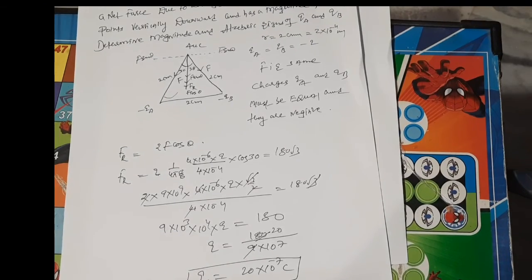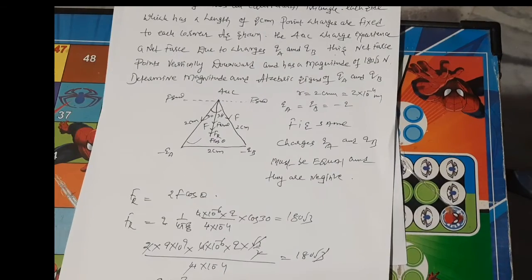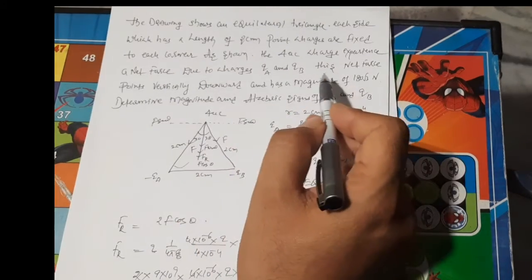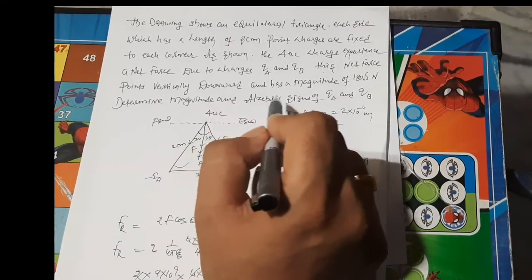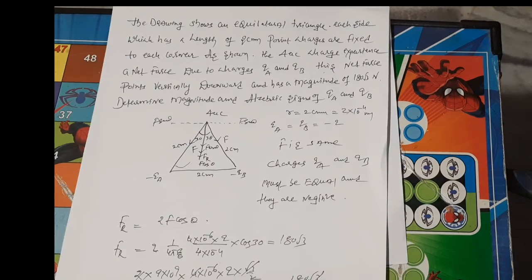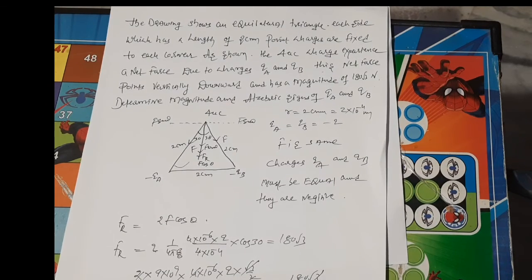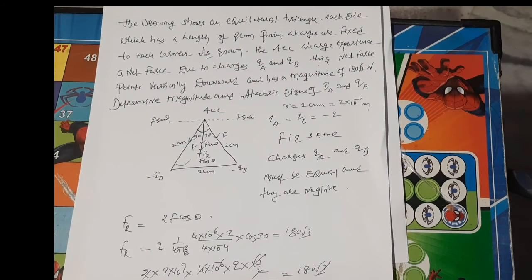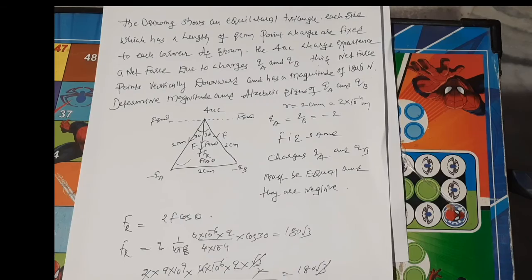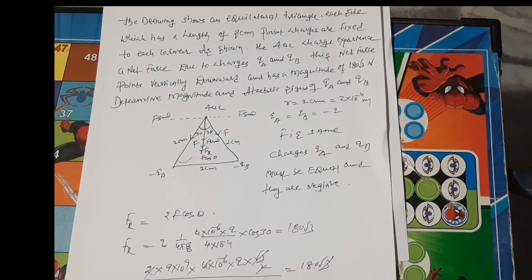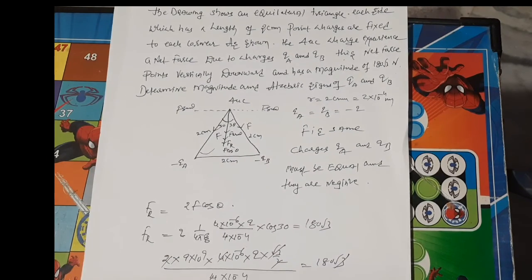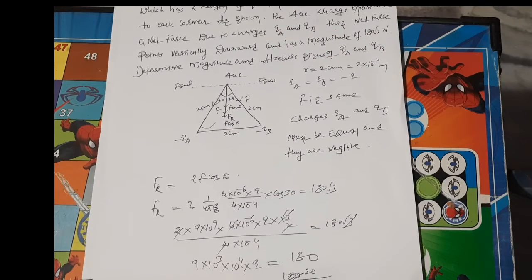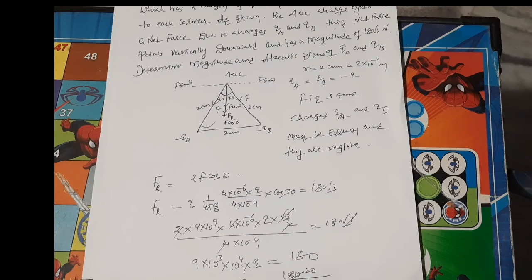So what is the keyword here? The keyword is net force pointing vertically downward. By using that single sentence, we solve this problem. So you must pay attention to the problems in physics. Then only will you get success in entrance examinations. Physics is nothing but problems.